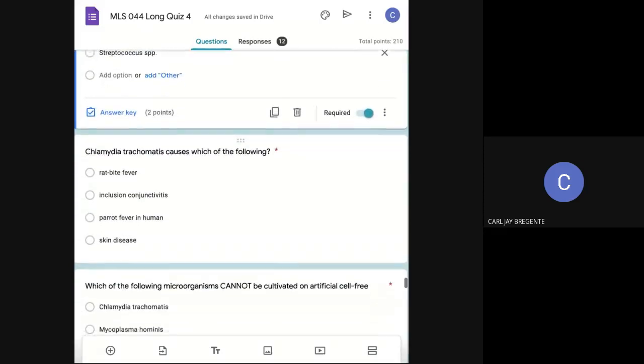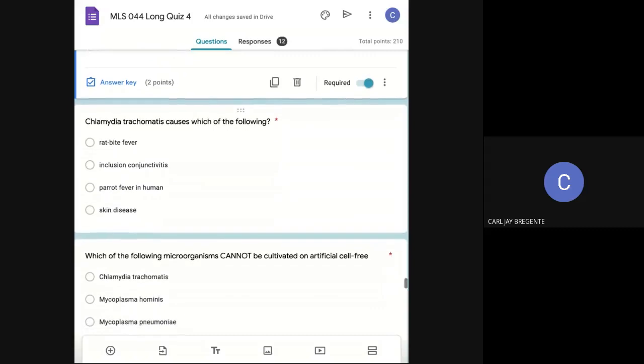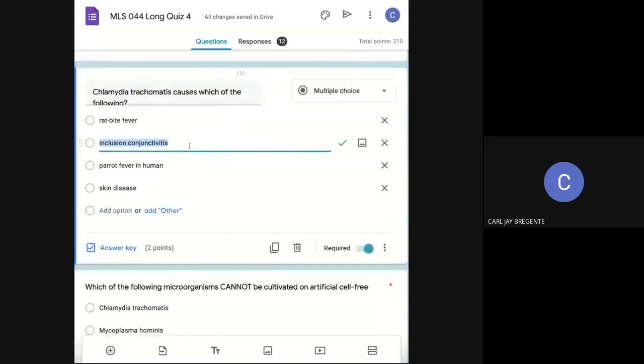Chlamydia trachomatis causes which of the following infections? Chlamydia trachomatis causes inclusion conjunctivitis. The pink eye conjunctivitis earlier was Haemophilus aegyptius, while Chlamydia trachomatis is inclusion conjunctivitis.